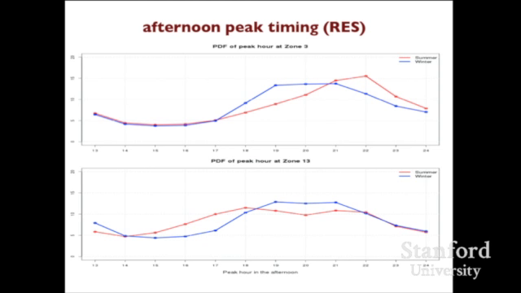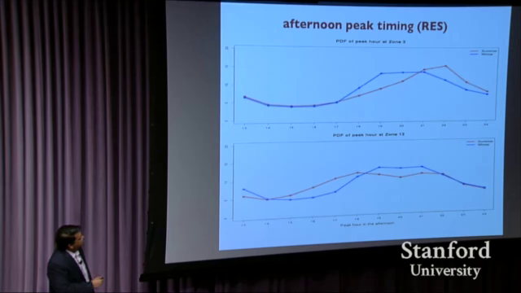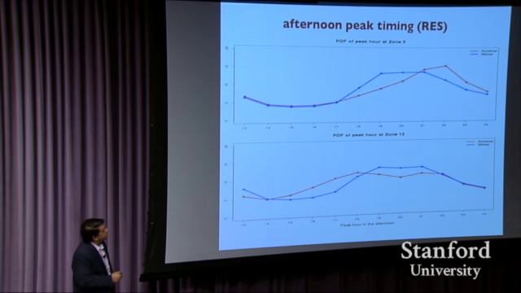So here I looked at the residential customers. Here is zone 3. That is the coastal area. And here's a distribution of the percentage of time that the peak happens in each one of these hours. And I'm only looking at the afternoon peaks. You can see that in winter, peaks are happening early, and then in summer, peaks are happening late.